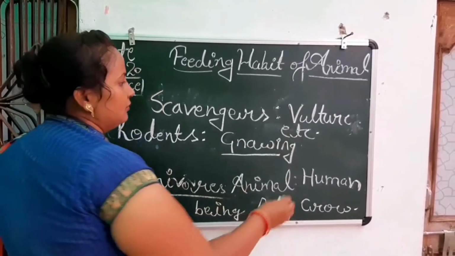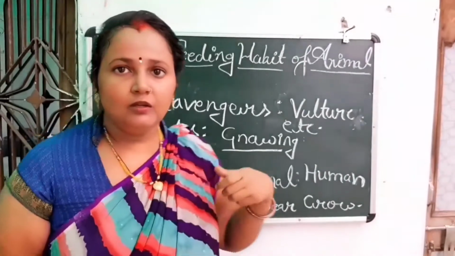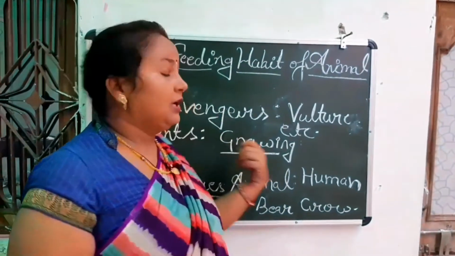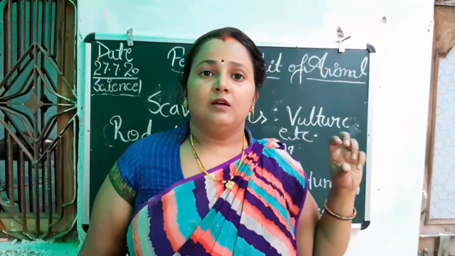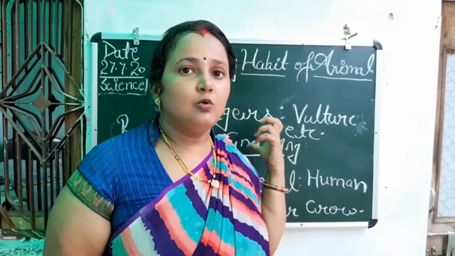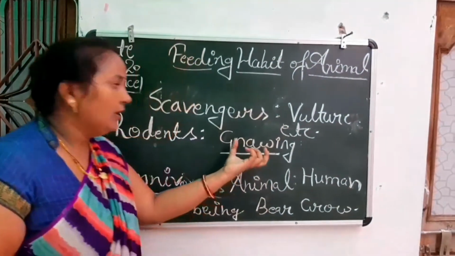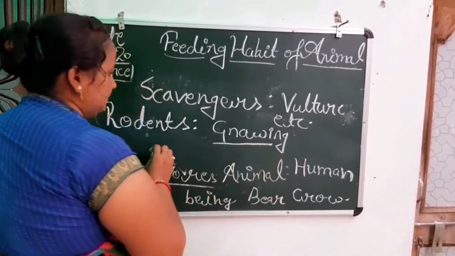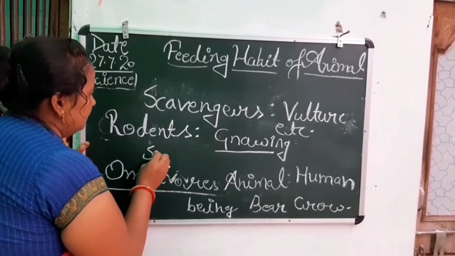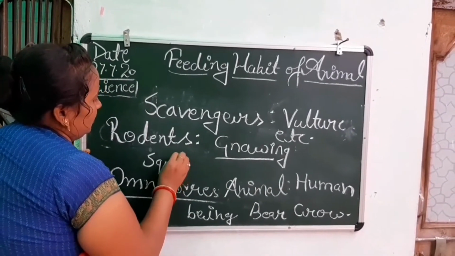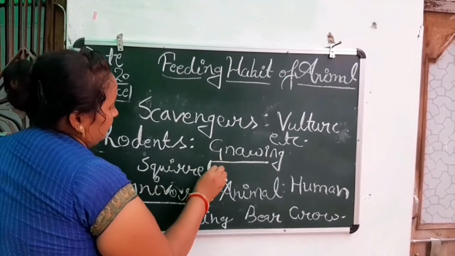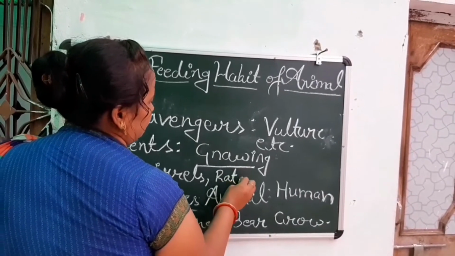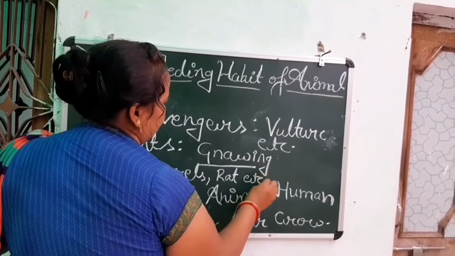They gnaw the food. What are we doing? We are chewing the food, right? And what are rodents doing? They are gnawing the food, right? So these gnawing animals are called the rodents. What is an example? Squirrel and rat.